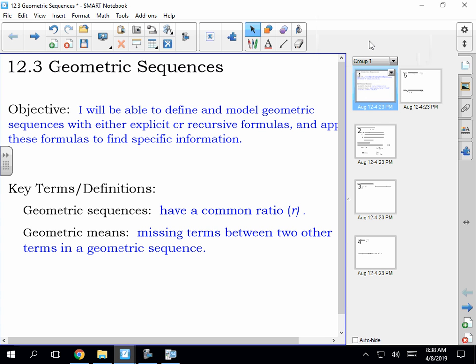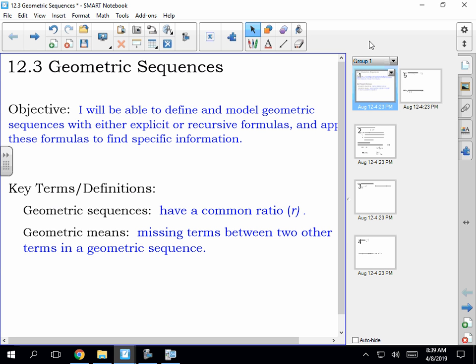All right, so we're going to look at geometric sequences and series today. Geometric sequences have a common ratio, which we call r. And you can generate the terms of a geometric sequence by finding the geometric mean. We define it as the missing terms between two other terms in a geometric sequence.